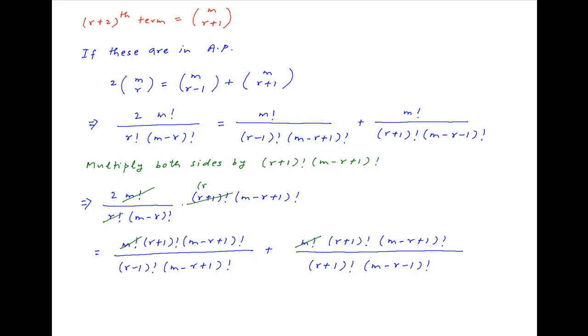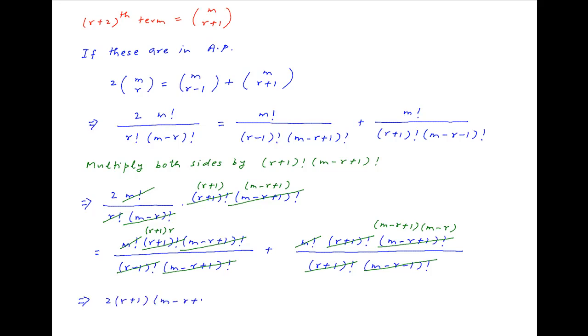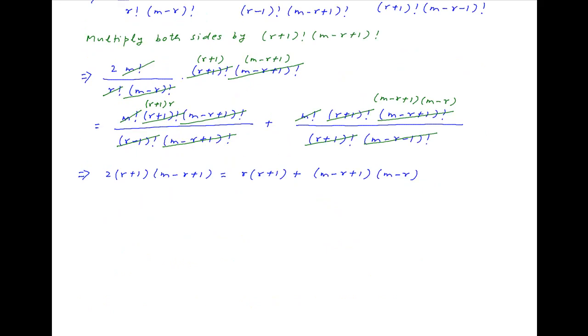On the left hand side, r factorial cancels, leaving r plus 1 in the numerator. Similarly, m minus r factorial cancels on the left hand side, leaving m minus r plus 1 in the numerator. We similarly simplify the right hand side and we are left with 2 times r plus 1 times m minus r plus 1 on the left hand side is equal to r times r plus 1 plus m minus r plus 1 times m minus r on the right hand side.